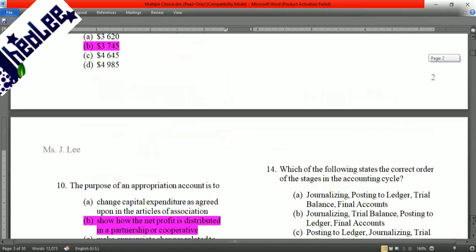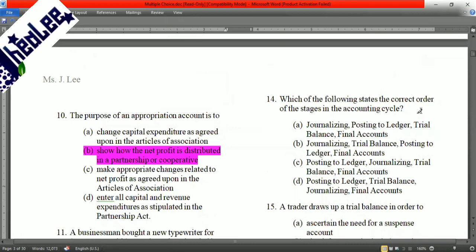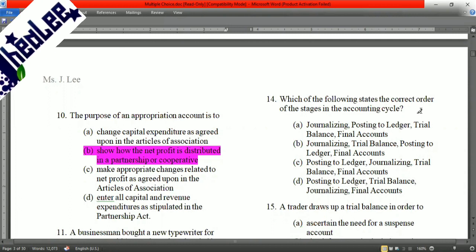And we move into question 14. Which of the following states the correct order of the stages in the accounting cycle? And remember, there are 6 stages. We have source document, moving into journalizing, where you will be recorded in your different books of original entry. From that, now you'll post to your ledgers using the double entry principle of debiting and crediting. In that stage as well, you would proceed to balance off the account.